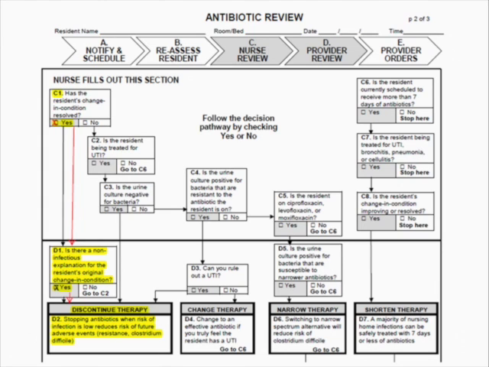Following the arrow to D1, Provider Review, staff are asked if there is a non-infectious explanation for Mr. Dean's original change in condition. The answer is yes, Mr. Dean has asymptomatic bacteriuria. Answering yes in D1 leads you to box D2, Stop Therapy. Stopping antibiotics when risk of infection is low reduces risk of future adverse events, resistance, and C. difficile.